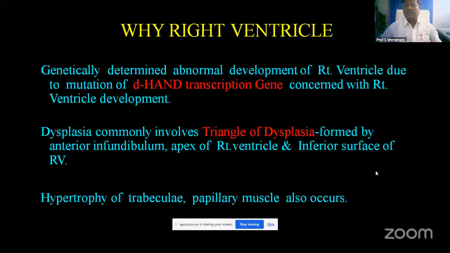And why is the right ventricle affected in ARVD? That is genetically determined abnormal development of the right ventricle due to mutation of transcription genes concerned with right ventricle development. Where does this happen? The dysplasia commonly involves the triangle of dysplasia, which is formed by the anterior infundibulum, the apex of the right ventricle, and the inferior surface of the right ventricle. Associated with it, hypertrophy of the tubercle and papillary muscle can also occur.